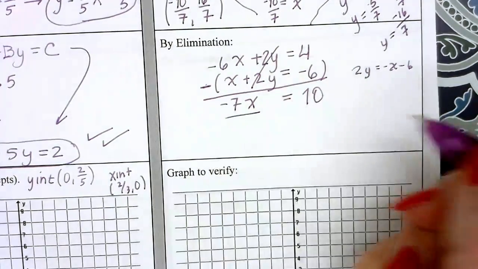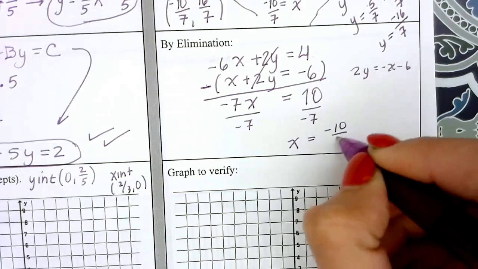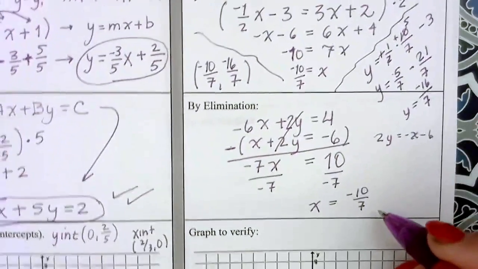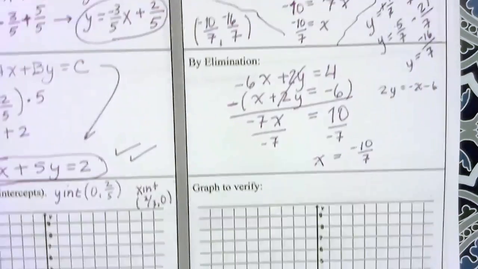Okay, from here, to get x alone, we divide by the negative 7, and as you see, we end up getting x equals negative 10 over 7 again. Then you could just substitute back in the way we did before to get the corresponding y value. You don't need to use elimination again, okay? We talked about that in class.